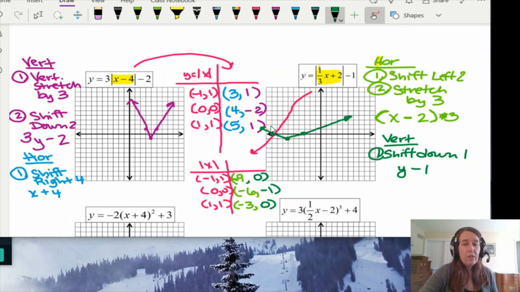There we go. Okay, so it is a stretched out V and it's shifted over. And you might think that it would shift only the 2, but it's actually shifting 2 times the 3, right? That 1/3 is also affecting it because of the order of operations. So this is how it would look. And then of course, shift down 1 is simple.